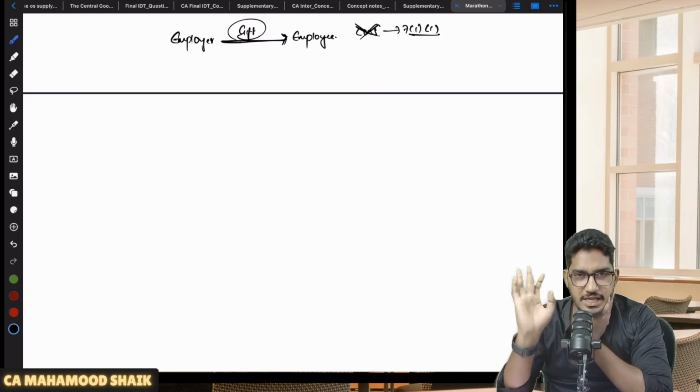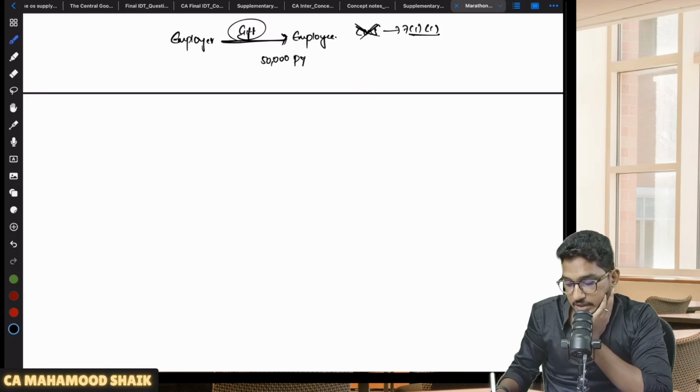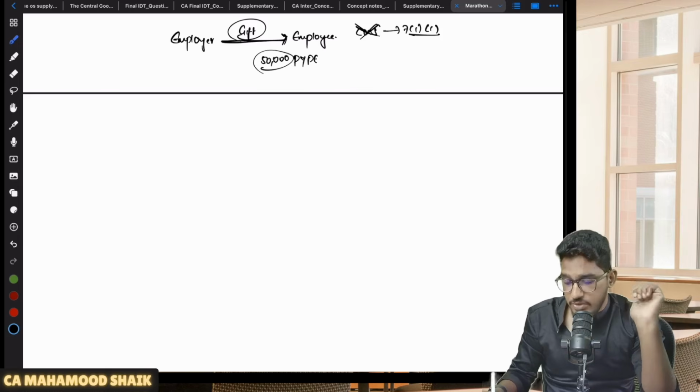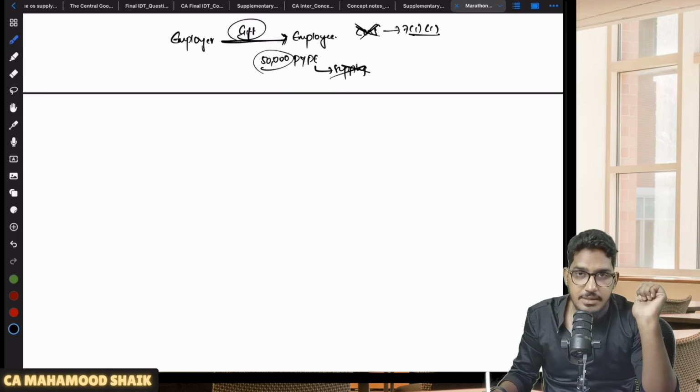But here they have given relaxation. What relaxation have they given? If the employer is giving a gift to the employee up to a value of 50,000 per year per employee, if they are giving the gift up to 50,000 rupees, it will not be treated as supply. It will not be treated as supply.